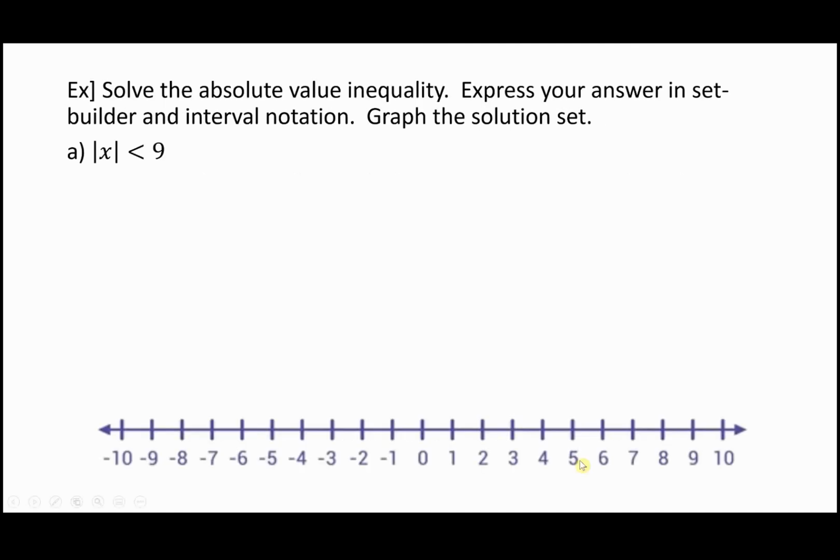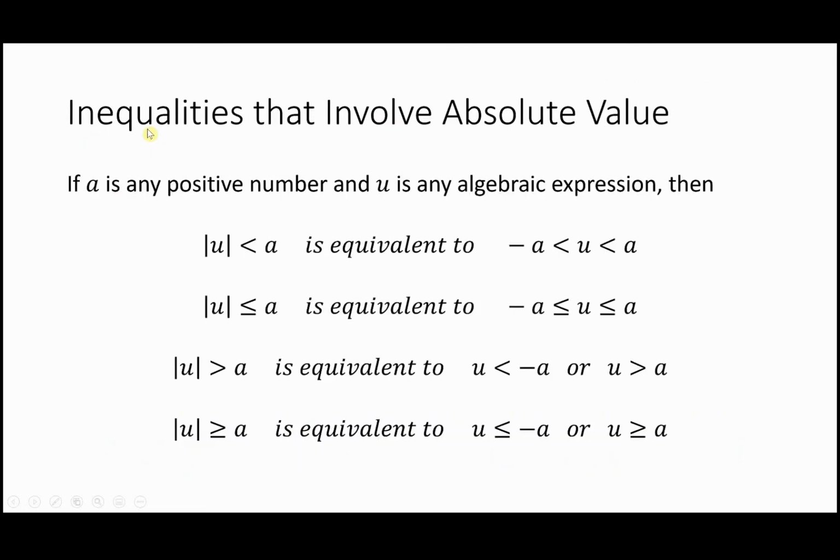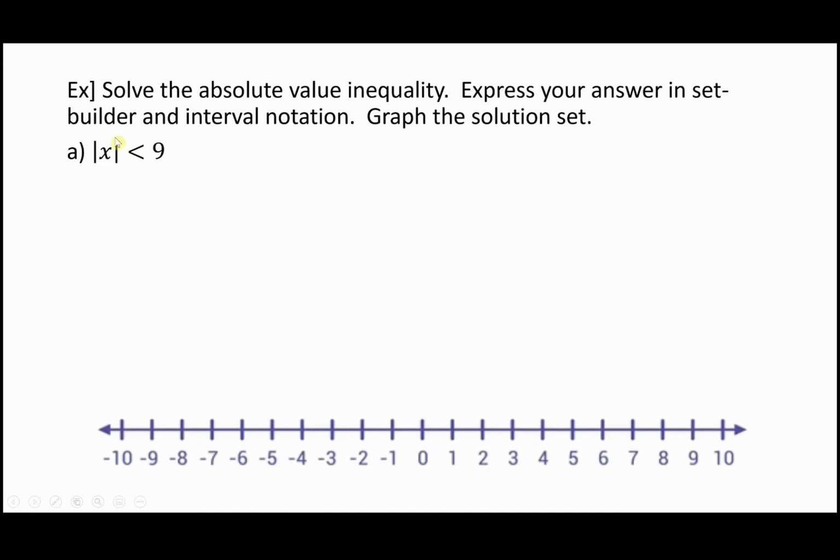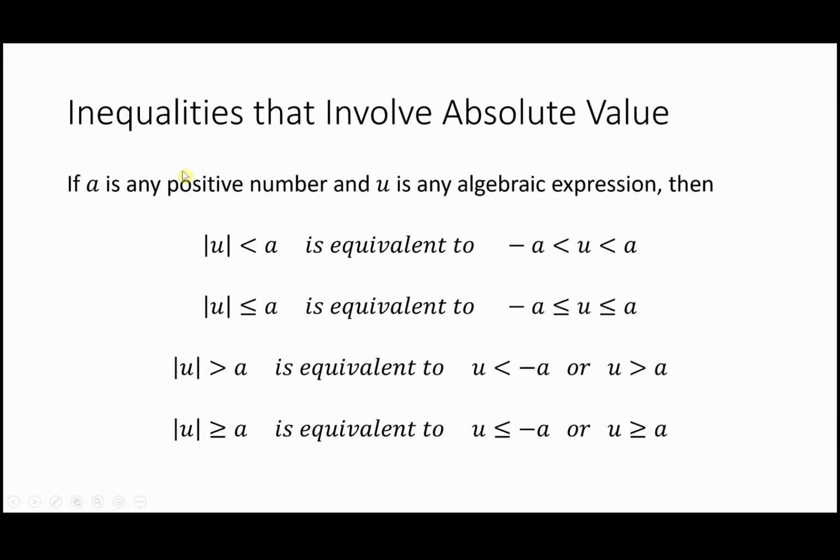Here we go. Let's start with the absolute value of x is less than 9. Okay, so we're going to solve the absolute value inequality, which for this one is just going to be simply implementing the rule being this first one, right? Absolute value of x is less than 9, where u equals x and a equals 9. Is that what we have? It sure is. So we're going to implement this compound inequality, replacing u with x and a with 9.